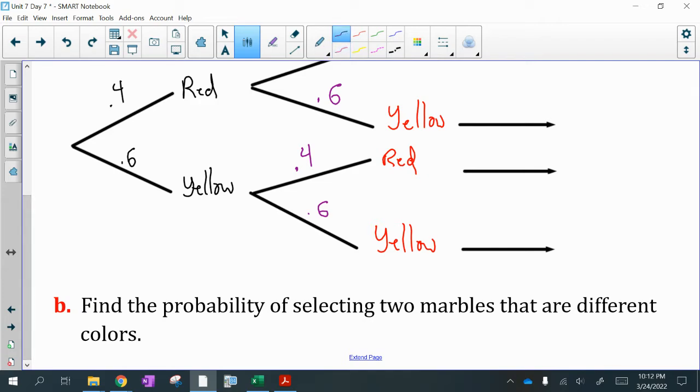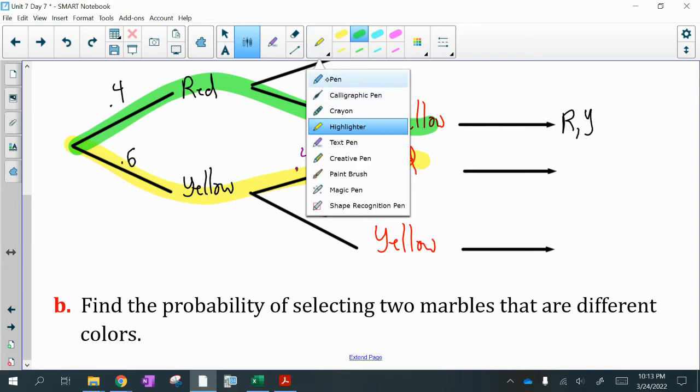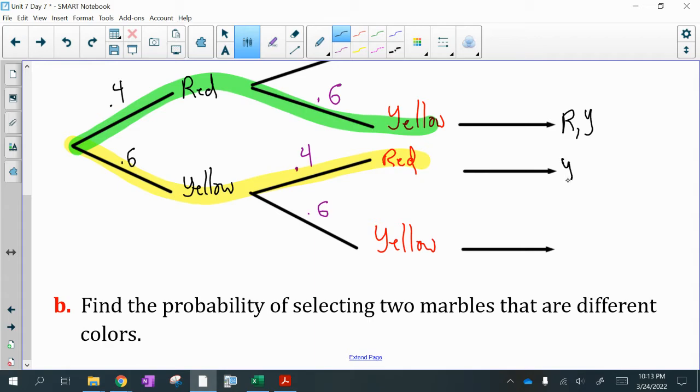There's two ways I could do that. I could do that by drawing a red marble and then a yellow marble, or I could have followed this path down here and drawn a yellow marble and a red marble. Okay, here's the top one, red, then yellow. Now, what I need to do is follow this path, and I'm going to multiply the numbers that I get as I go along that path. Fill this in, yellow, red.